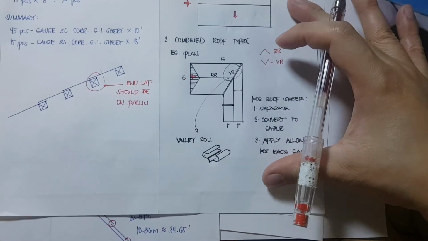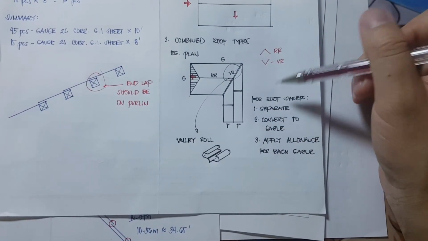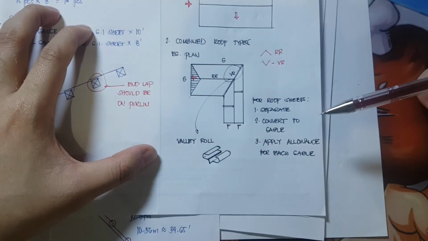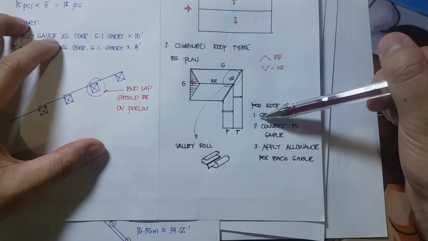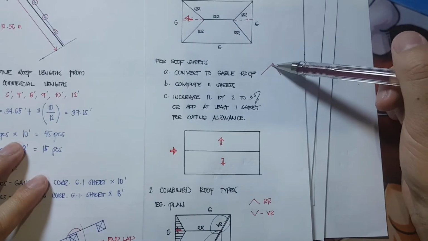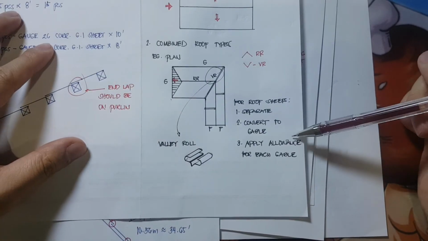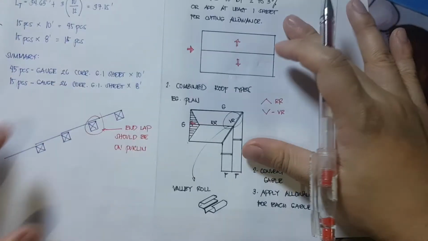So for that, what you need to do is to separate it. Paghiwalay nyo itong dalawang side na to, you have here the left side, you have the right side. Then, same procedure, convert it to gable roof. Gagawin nyo rin siyang two sides. Two sides lang, para mas madali. Then, apply allowance for each gable.